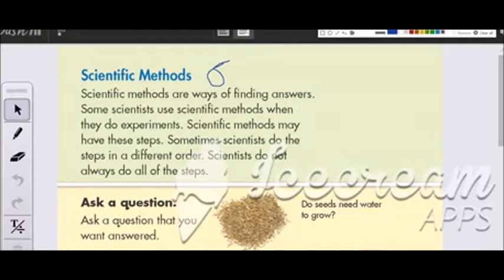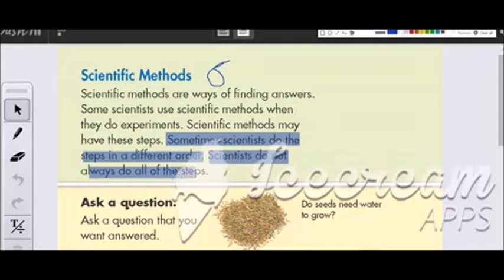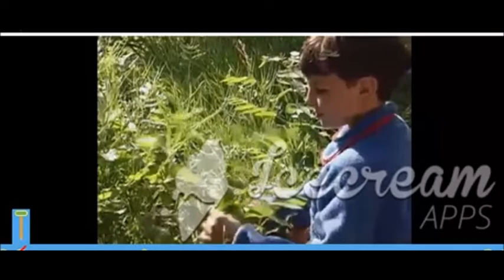Sometimes scientists don't do the steps in order, which means they may do the second step, the fourth step, or step number 6. And sometimes they don't do all the steps. They may only do 3 steps and so on. Let's watch the video together.